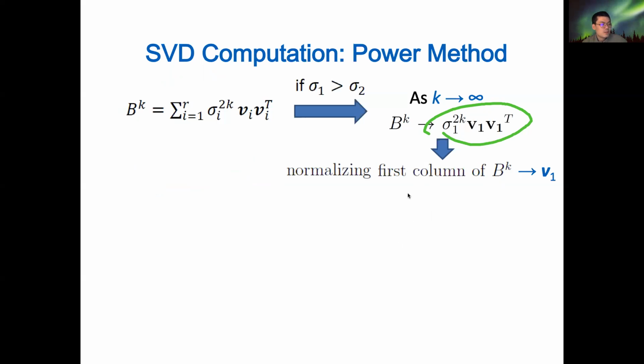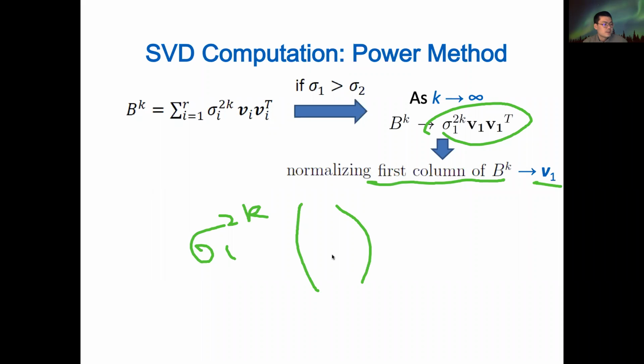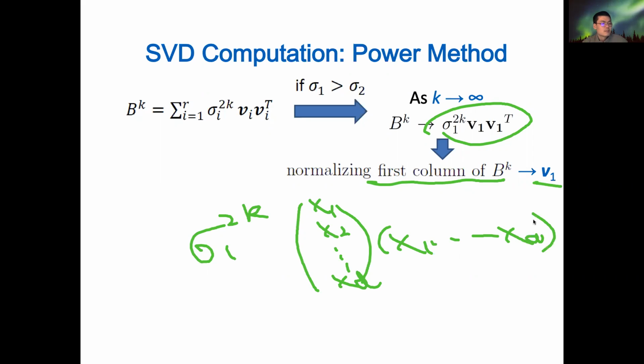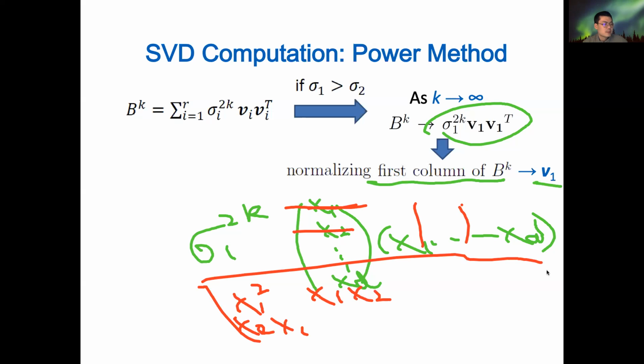Then if you do this SVD, you just normalize the first column, and it will be V1. The first column of B^k will be V1. How to see this? Think about sigma 1 to the 2k as a constant. Then you have V1 times V1 transpose. V1 is a column vector, maybe x1, x2, and so on, and this is now a row vector. This is called the outer product. If you are familiar with that, the first row times the first column will be x1 times x1, x1 squared. The second row times the first column gives x1 x2. And the first row times the second column also gives x1 x2.